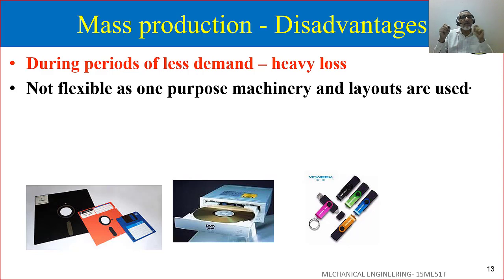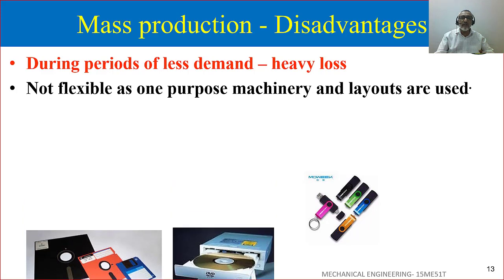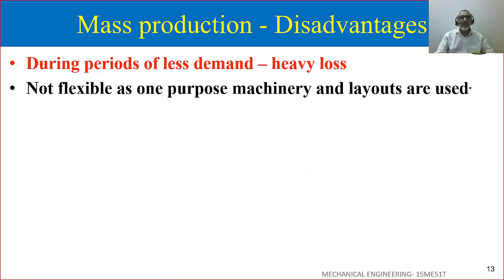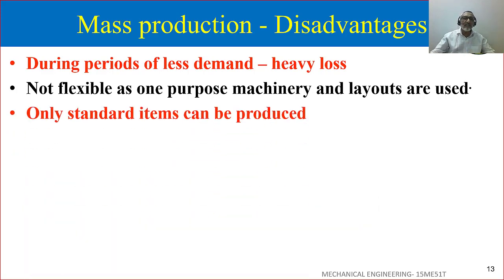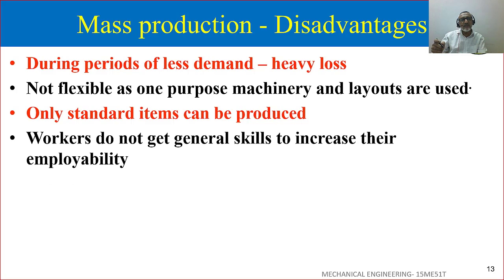That is non-flexibility. This will result in a huge loss. The company may have to invest a large amount of money for changing the machinery and the layout. And we need to remember that only the standard items can be produced here. The company has standard items, and only those items can be produced. If the customer's requirement does not match this standard, the customer either has to accept the standard product or he has to go for the job order production, because the company will produce only the standard items.